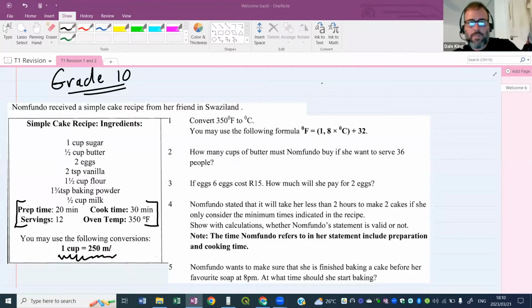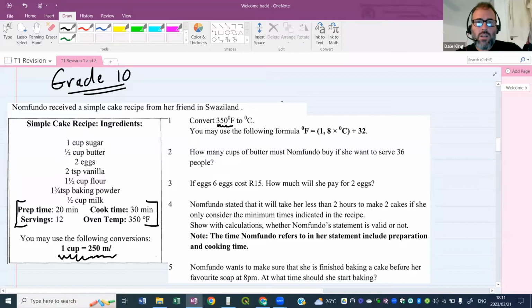The first one, I remember doing this when we did the measurement conversions course, and someone bravely put on their microphone and told us exactly how we're going to do this. If I'm not mistaken, it might have been Pabalo. I'm not too sure. But let's read the question here. It says, convert 350 degrees Fahrenheit to Celsius.